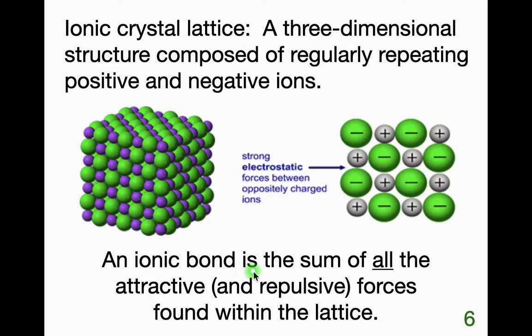An ionic bond is the sum of all attractive and repulsive forces found within the lattice. So we have the attraction between, so let's look at this chlorine ion here. It has a sodium on all sides that it's attracted to, but it's also being repelled by the other chlorine ions. So you have that attraction and repulsive force that's taking place. For an ionic compound to form a crystal lattice, you would have to have the attractive forces override the repulsive forces, which would always be the case for an ionic compound, or the ionic compound wouldn't exist.